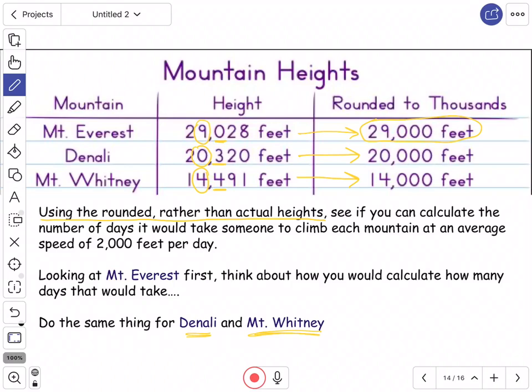So, if you don't already, go ahead and get yourself a piece of paper, okay? And it could be a page in your student book in the back, or you could simply get a piece of notebook paper, white printer paper, it doesn't really matter. But go ahead and grab yourself a piece of paper, and we're going to solve these problems, okay? So again, we're going to figure out how many days it would take the average person, using the rounded to the thousands, okay, to climb each of these mountains.